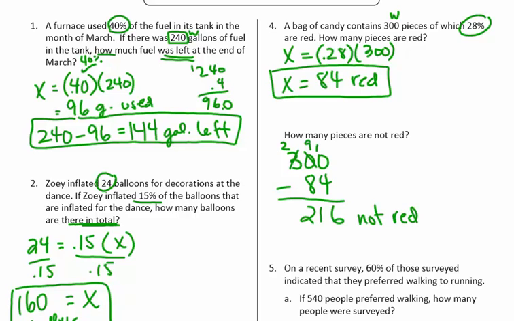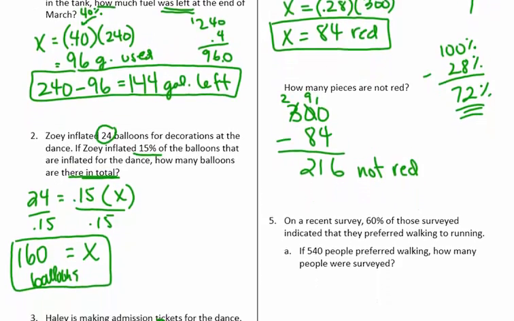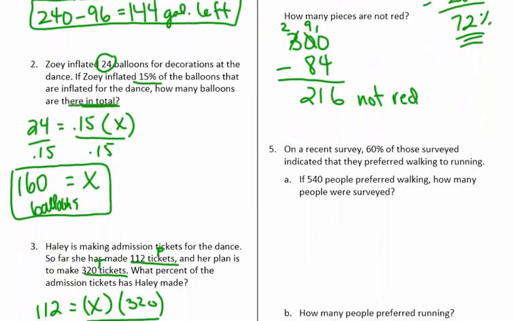Now the question asks, for example, what percent is not red? Well, I know that 28 is the percent that's red, and it's 100% total. So I would do 100% minus 28%. So 72% of them are not red. So just in case that question is asked, it's possible you might see something like that. That's how you would go about doing that.